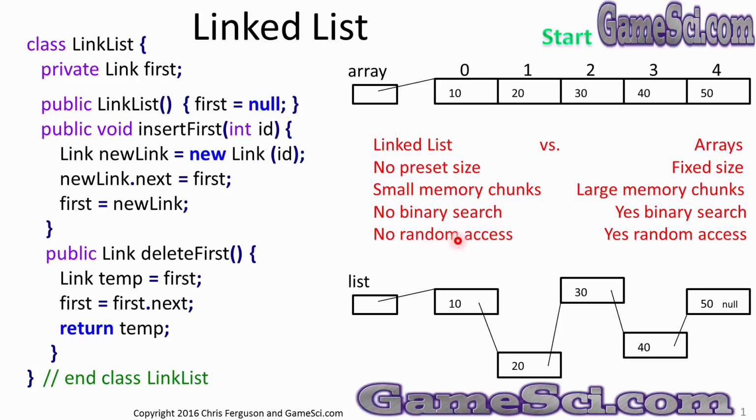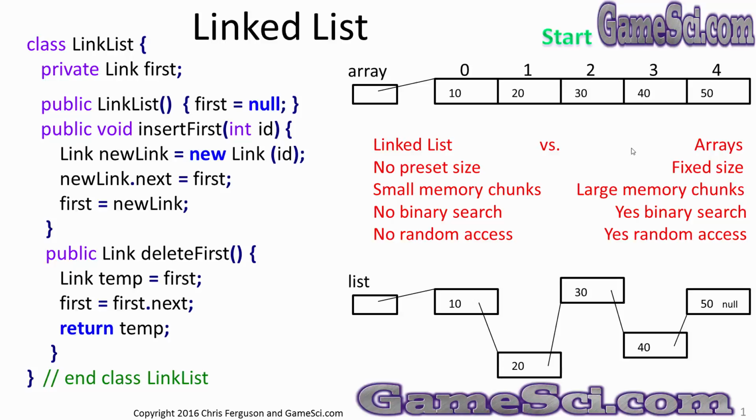Finally, no random access on a linked list. You can't just go to this item 40 and access it directly. You have to go through the links to get to 40. Whereas arrays have random access. If you want to go to subscript or index 3 directly without going through the previous items, you can go directly to those items. So there's pluses and minuses either way.